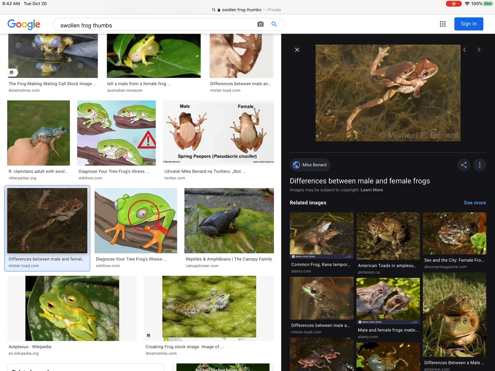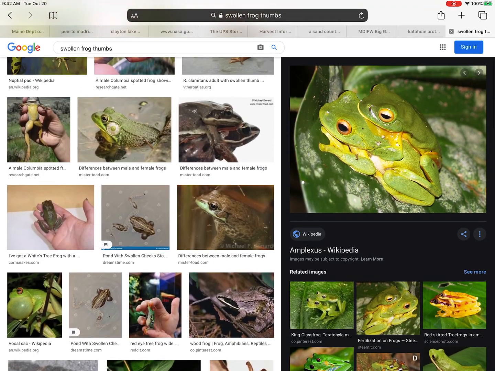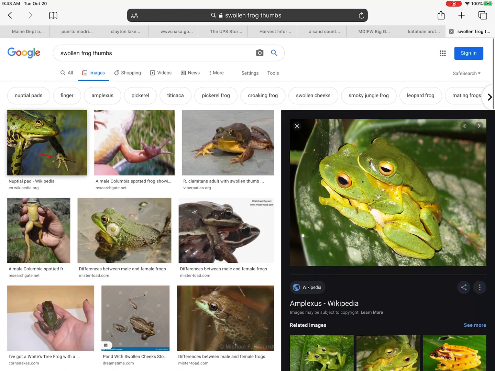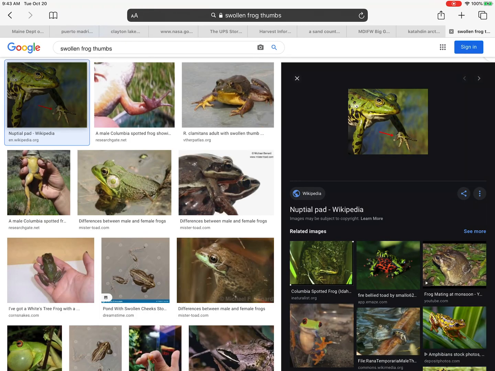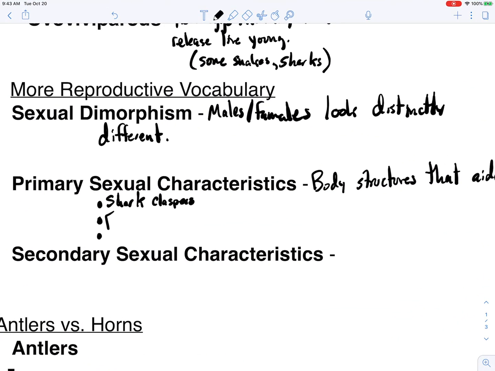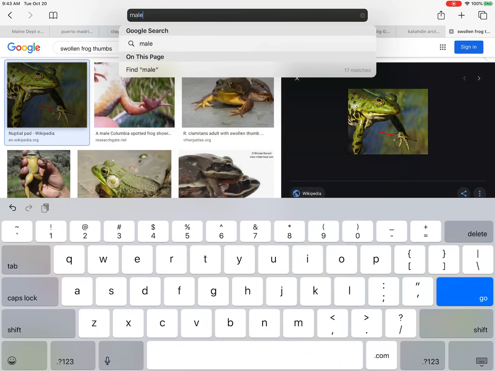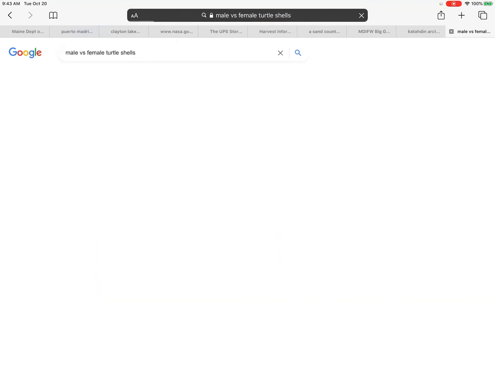There's a couple spring peepers, which we have native to Maine, and there's a couple more frogs in amplexus there, and those thumbs aid in that. So we're looking for swollen frog thumbs as another primary sexual characteristic. If you're a male frog, you're going to develop those big, strong thumbs. We'll say frog thumbs. And then the last common one we'll see here, male versus female turtle shells.